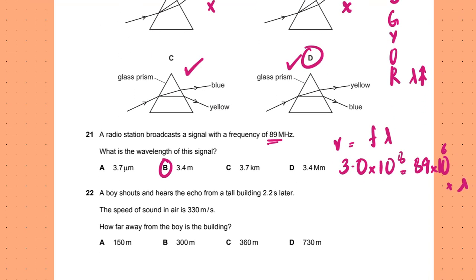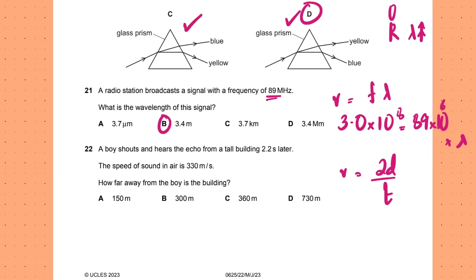A boy shouts and hears the echo from a tall building 2.2 seconds later. Speed of sound in air is 330. How far away from the boy is the building? So speed equals 2d over t for echoes, because this wave travels that distance twice. So speed is 330, 2d over time, where time is 2.2. So 330 times 2.2 divided by 2 is 363 meters. So 360, correct to 2 significant figures.